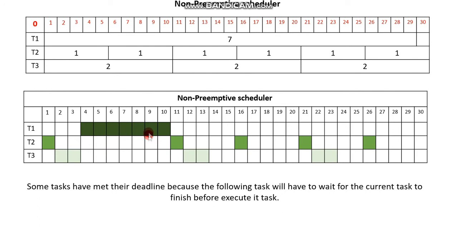This is because, as you can see, from 5 to 10, there is no T2 executed. So that means T2 has missed its deadline.